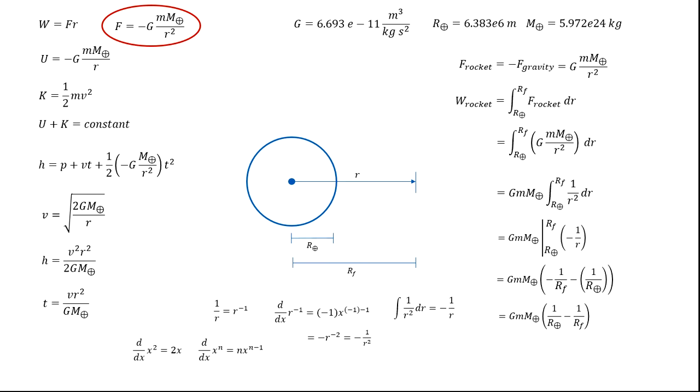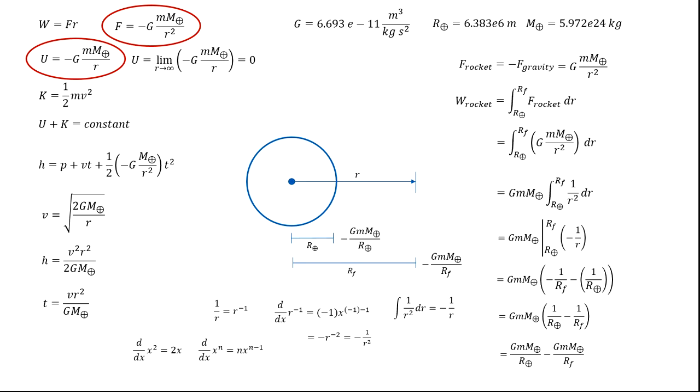to the distant location. That equals G m M Earth over r Earth minus G m M Earth over r sub f. The potential energy at the surface of the Earth is minus G m M Earth over the radius of the Earth. The potential energy at the distant point is minus G m times the mass of the Earth over the distance to the far point. In general, the potential energy is minus G times mass m times the mass of the Earth over the distance from the center. Notice that as r goes to infinity, the potential energy goes to 0.